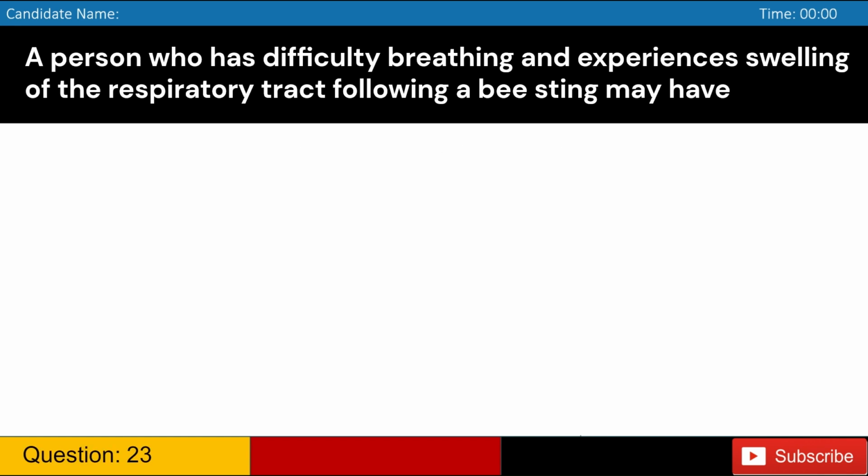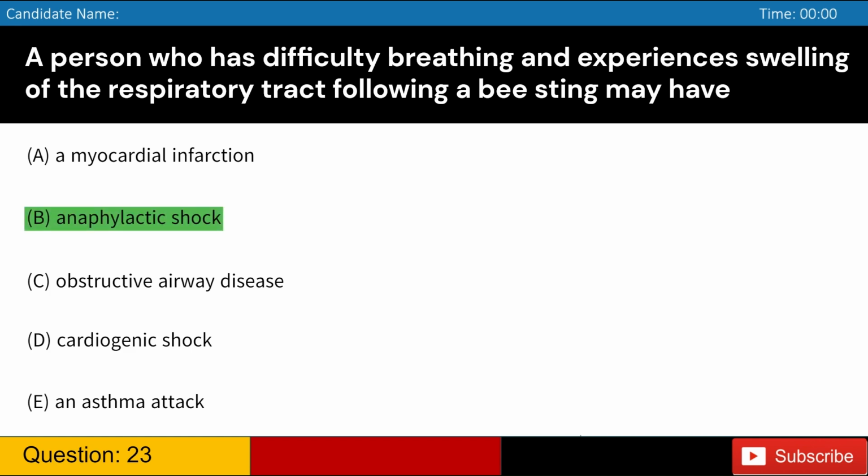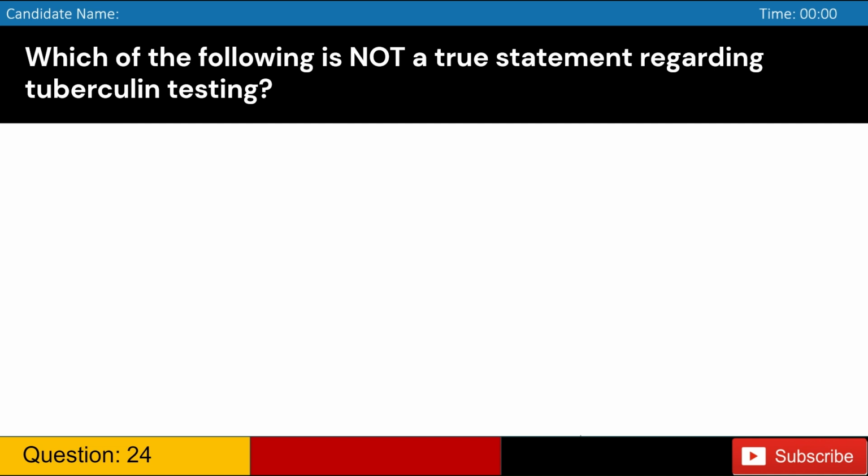A person who has difficulty breathing and experiences swelling of the respiratory tract following a bee sting may have A. A myocardial infarction. B. Anaphylactic shock. C. Obstructive airway disease. D. Cardiogenic shock. E. An asthma attack. Answer: B. Anaphylactic shock.